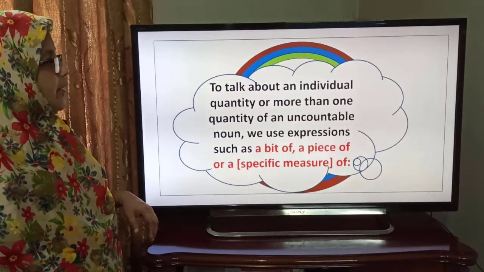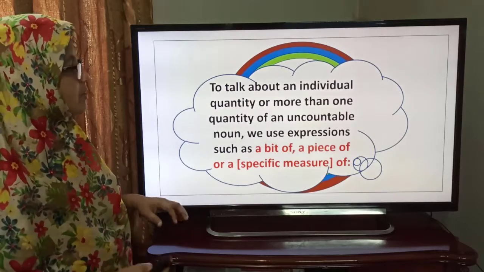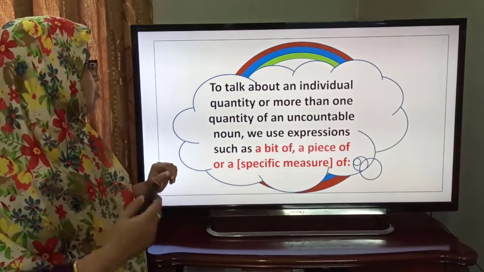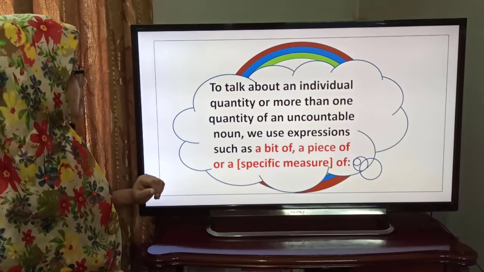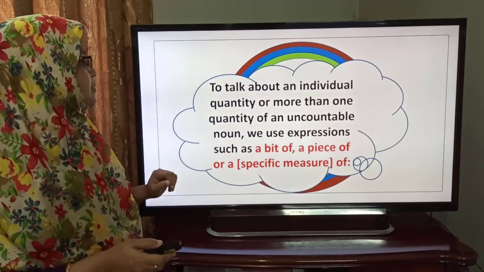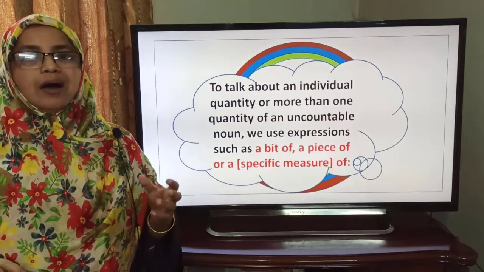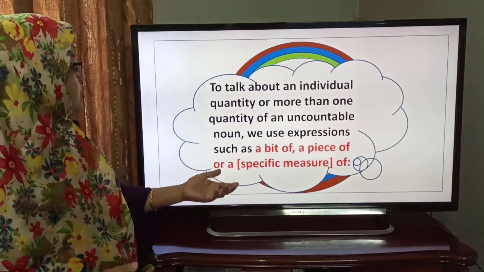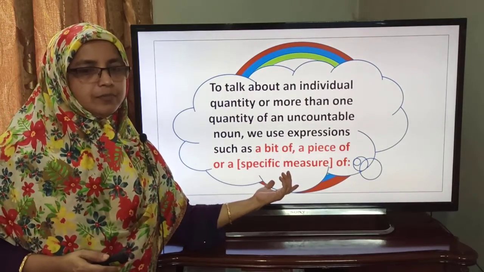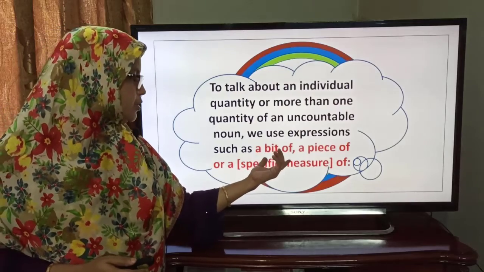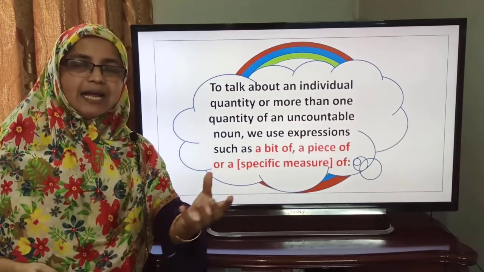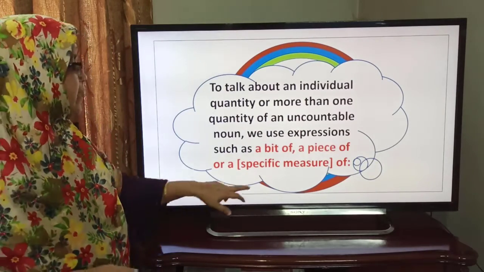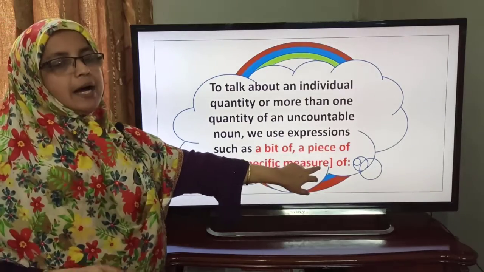Okay, let's see another rule. To talk about individual quantity or more than one quantity of an uncountable noun, we use expressions like a bit of, a piece of, or a glass of water. Give me a glass of water. A piece of, a bit of, or a specific measure of. A bit of, a piece of, a glass of water, a glass of milk, a teaspoon of something like that. For a specific measure, we have to use a.